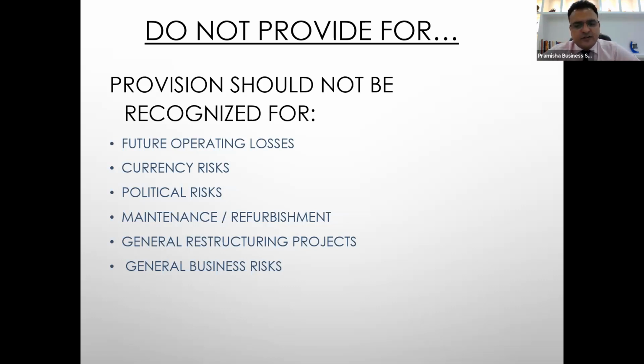General restructuring projects, which are normal projects that are not creating any valid expectation in the minds of the employees, or that restructuring is not creating any liability on your part, which is part of your normal routine work. General business risk, all these cannot be provided for. Anything happening in future which may result in losses will not be taken as an excuse for creating a provision.